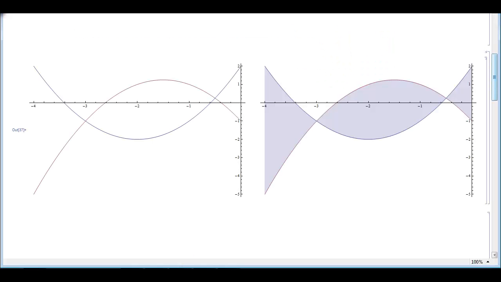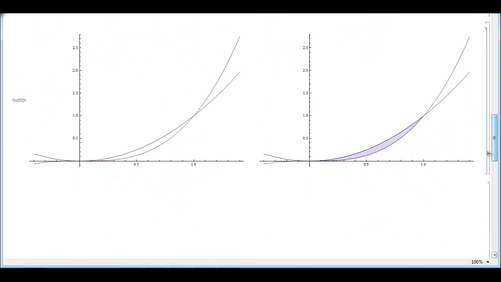Here's the Mathematica picture. The reddish one, probably hard to pick up, that's the x cubed. It ends up on top here, goes below, and then it goes negative. The x squared is the parabola, this blue one. And there's my shaded region here.